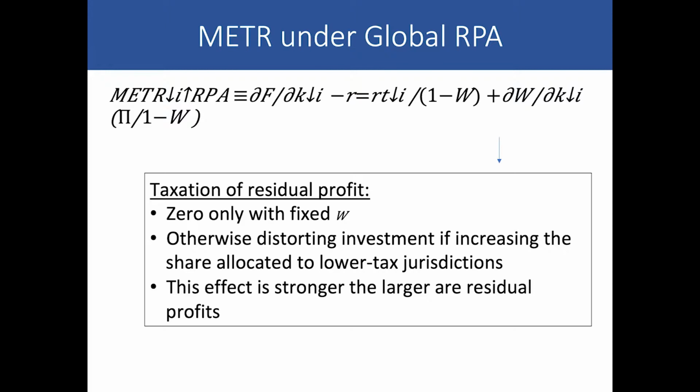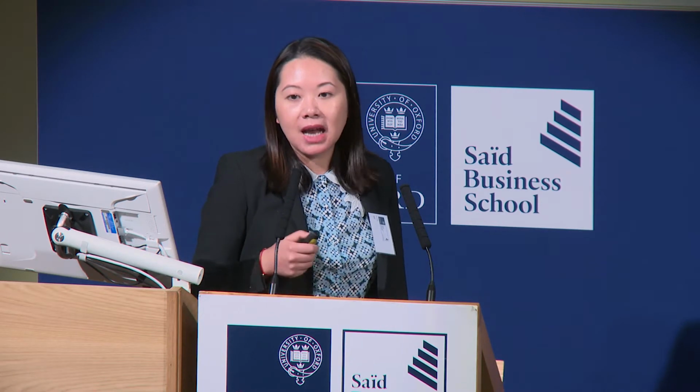And then you're going to see that it's more distorting if the shares are allocated to lower tax jurisdictions, so that multinationals can lower their overall tax burden on residual. What's also interesting is that this distorting impact of the taxation of residual profit is going to be stronger the larger the overall residual profit of the multinational. So that's so much for the METR under RPA.